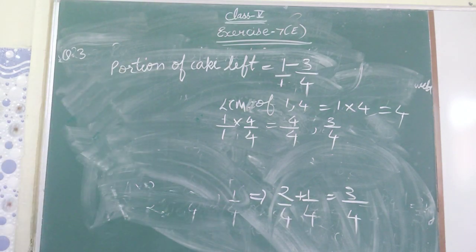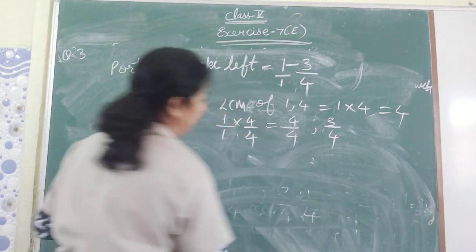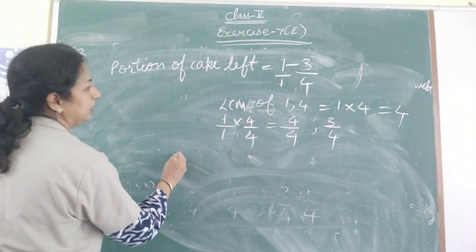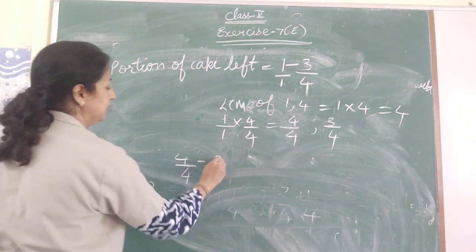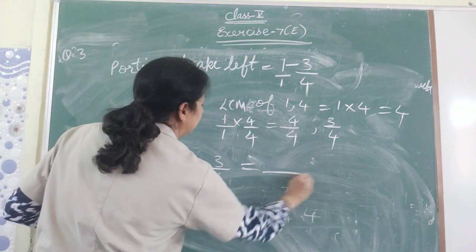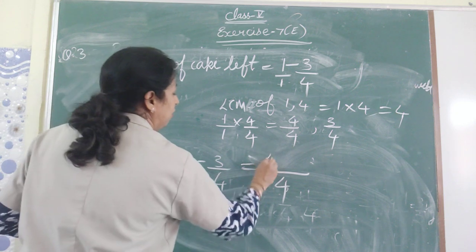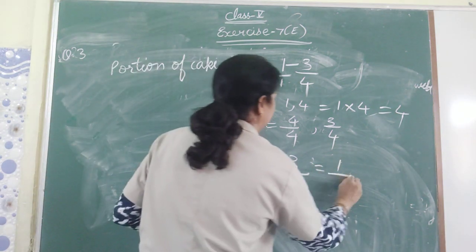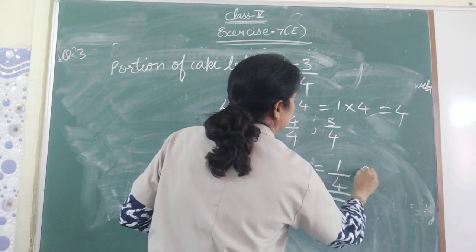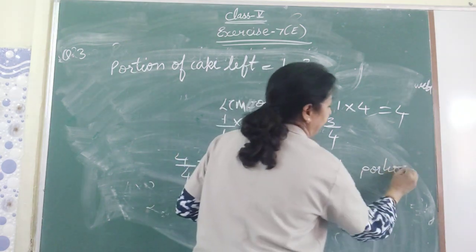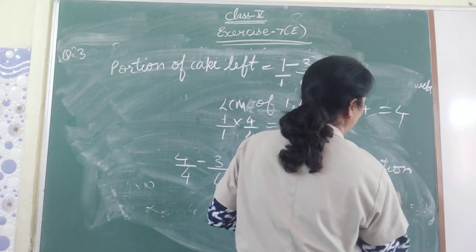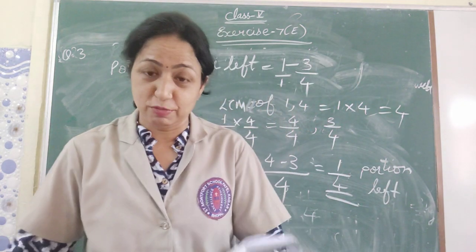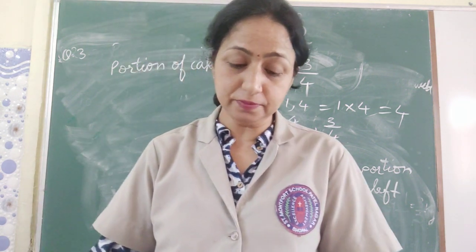You don't need to do anything. Just subtract it. Let's subtract 4/4 minus 3/4. Keep the denominator same. 4 minus 3, that is 1/4 is the portion left. I hope you understood. So let's move to question number 4.